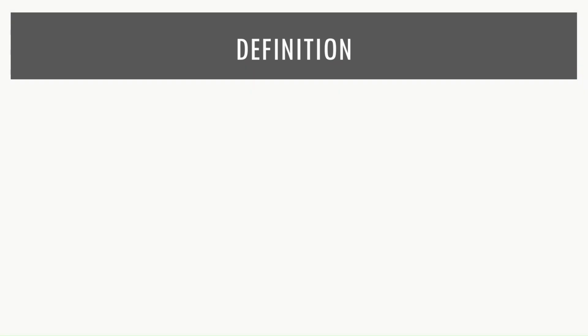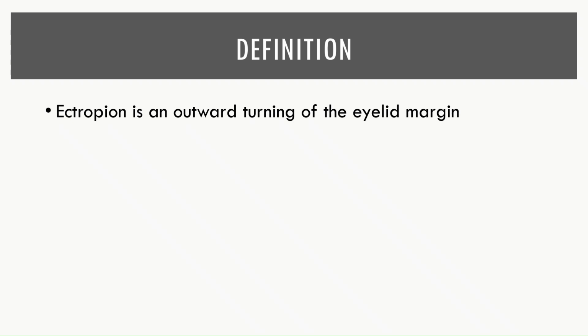In this video, we will discuss ectropion. Ectropion refers to eversion of the eyelid margin leading to exposure of the conjunctiva and cornea, causing irritation, watering, and cosmetic deformity. It most commonly affects the lower lid.